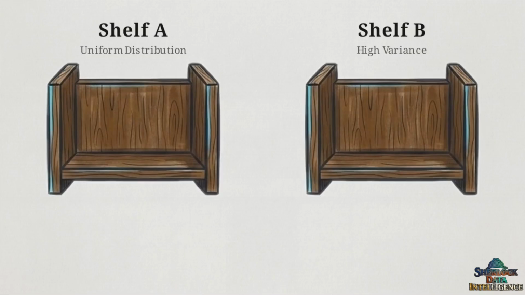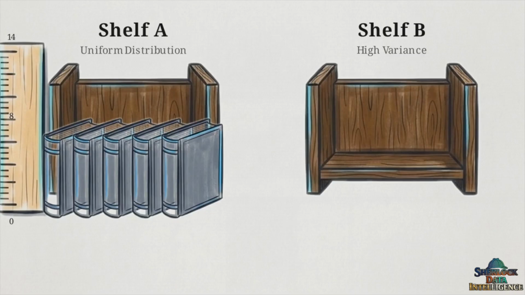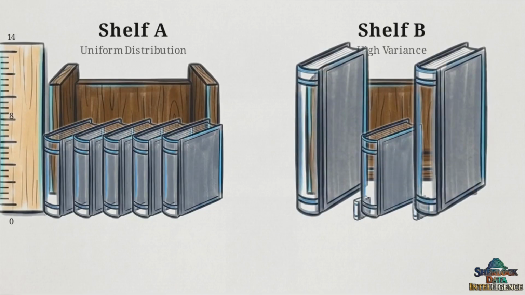these two bookshelves. Shelf A is perfectly uniform, with every book standing exactly 8 inches tall. Shelf B is a mess. Books range everywhere from 2 inches to a towering 14 inches. Yet if we draw a dashed line across the exact center of their heights, both shelves share the exact same average, 8 inches. But relying only on that 8-inch average completely misses the reality of Shelf B.